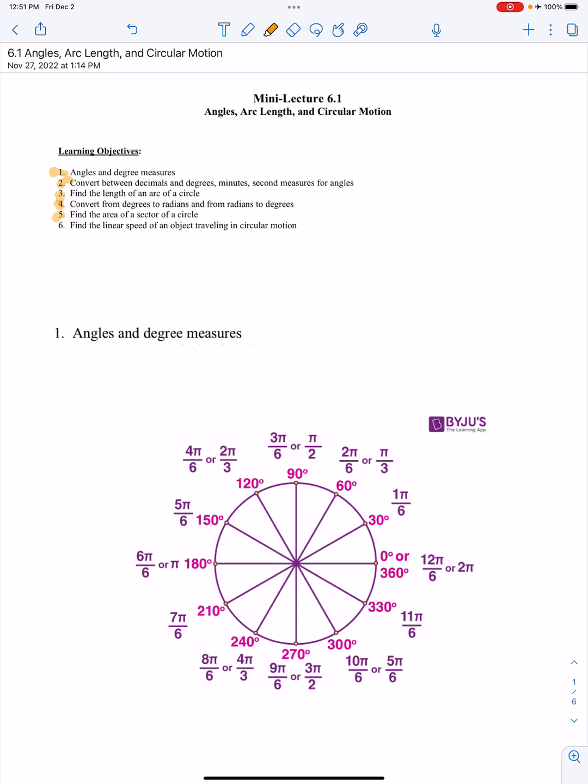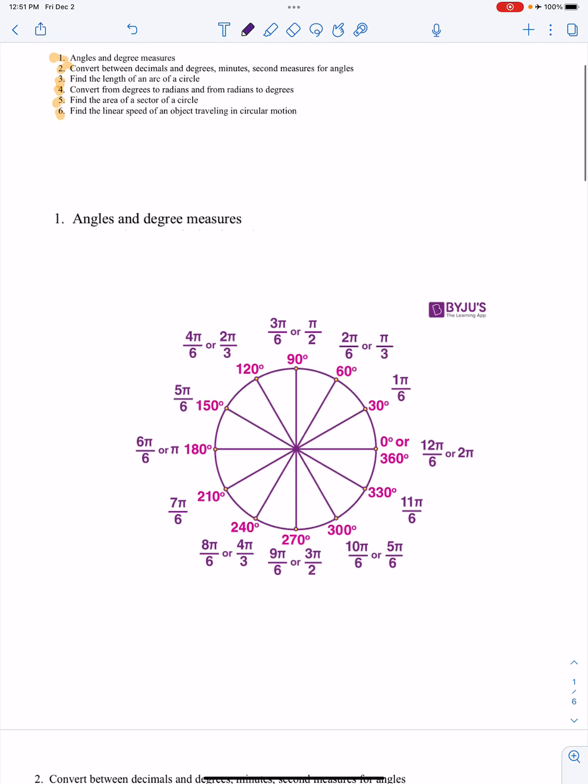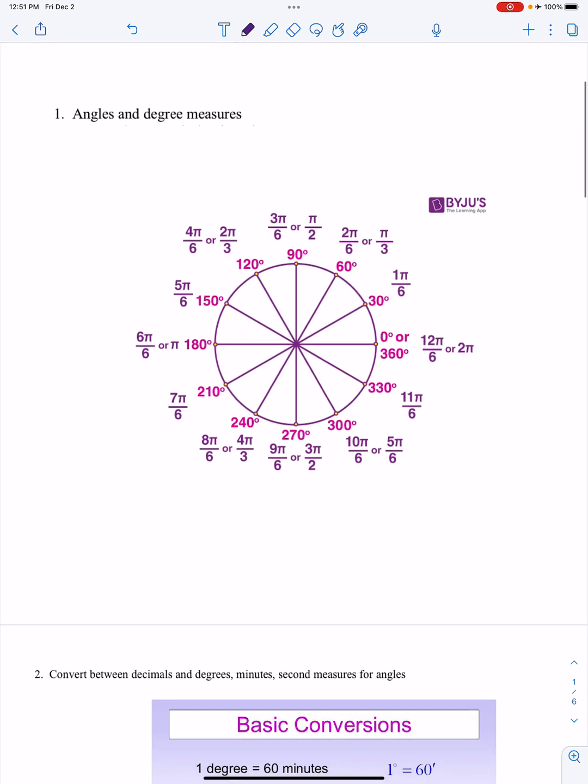Number 5, find the area of a sector of a circle. So if we only look at one slice of pie out of a circle, then what would be the area of our one slice? And find the linear speed of an object traveling in circular motion. So as something is moving around a circle, can we find the speed that it's moving at? These are some of the things that we're going to be talking about today. So let's jump in and talk about angles and degrees.